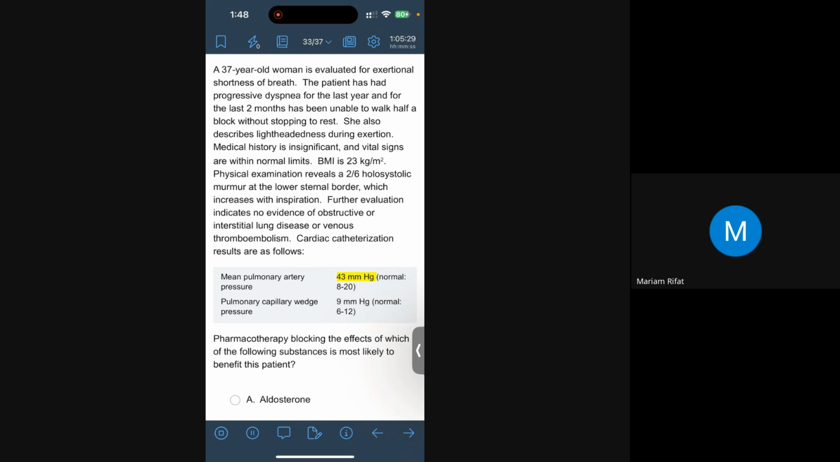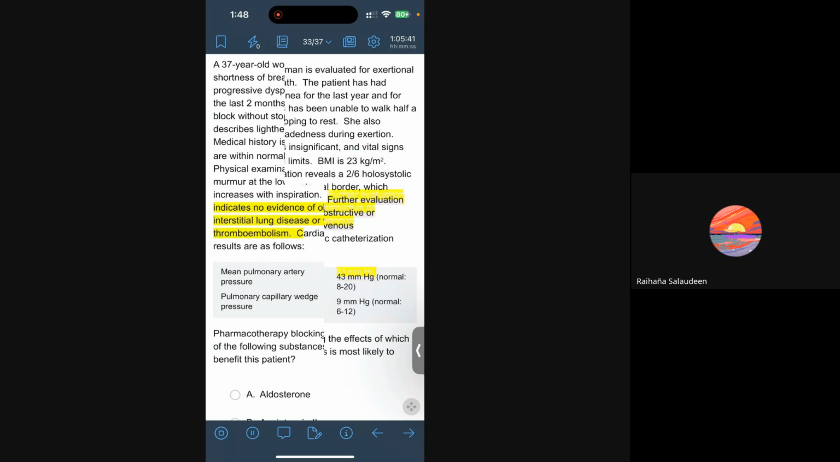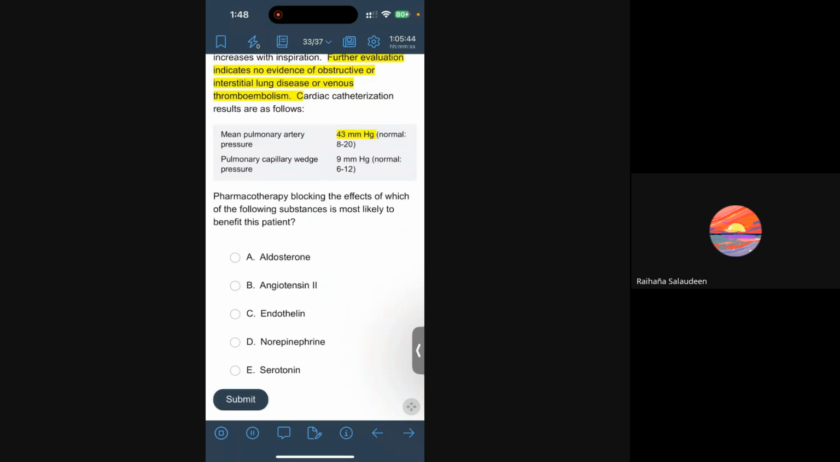The patient is a 37-year-old woman. Type 1, primary. There is no evidence of obstructive lung disease or interstitial disease. This is type 1. Okay, so what type of pharmacotherapy do we use?